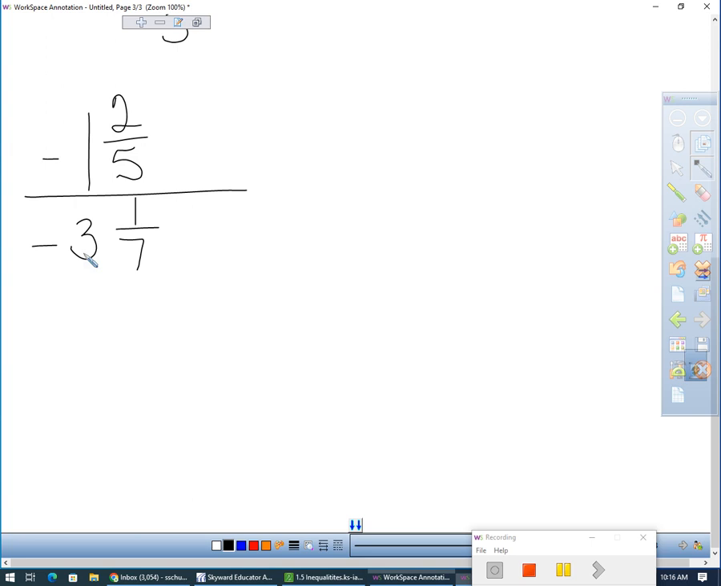Well, first of all, anytime we're working with fractions, we have to make them what? Always make them improper first, right? So let's start with this top one. 5 times 1 is 5 plus 2 more is 7. So I have negative 7 over 5 over, on the bottom, I have 7 times 3 is 21 plus 1 more is 22, or negative 22 over 7. So right now I'm dividing, and I have a negative divided by a negative. So my answer is going to be what?